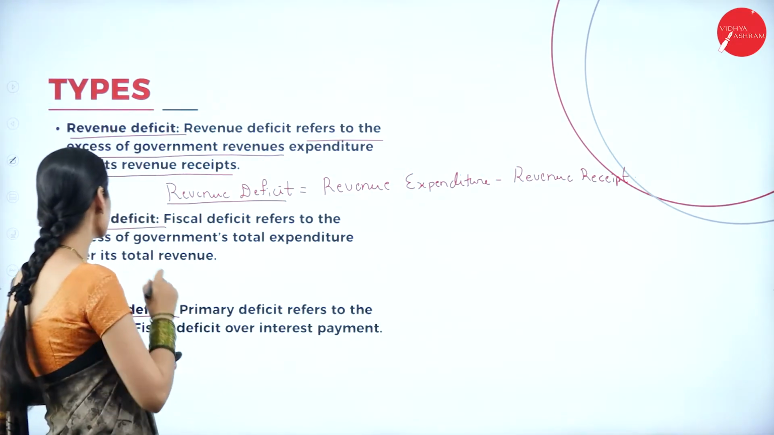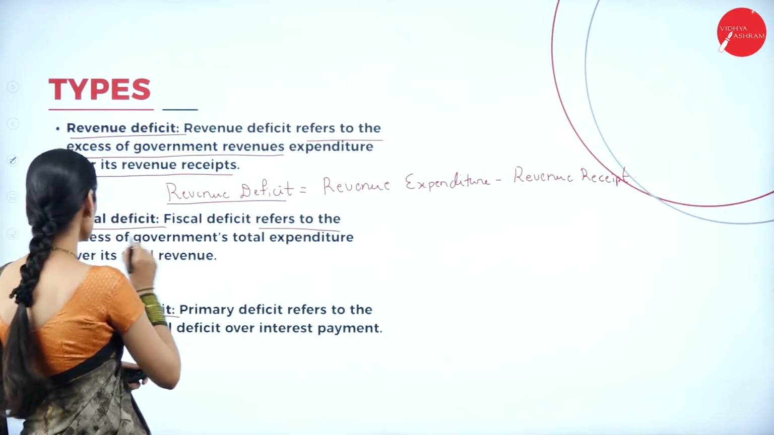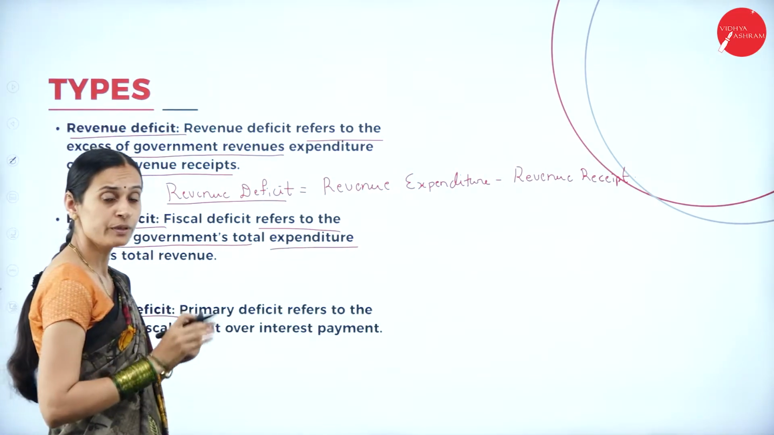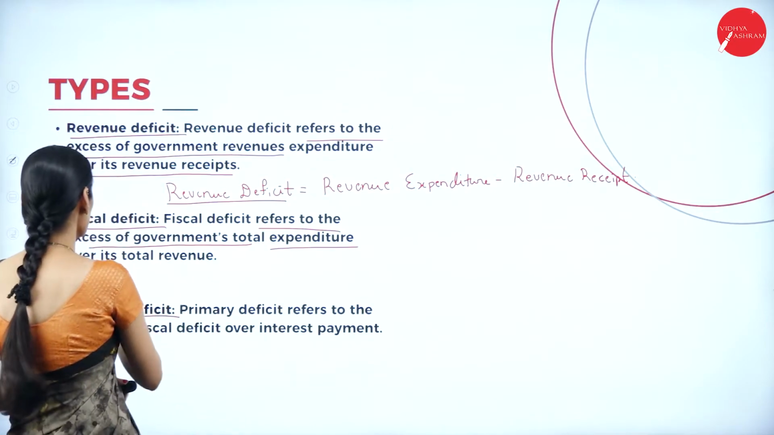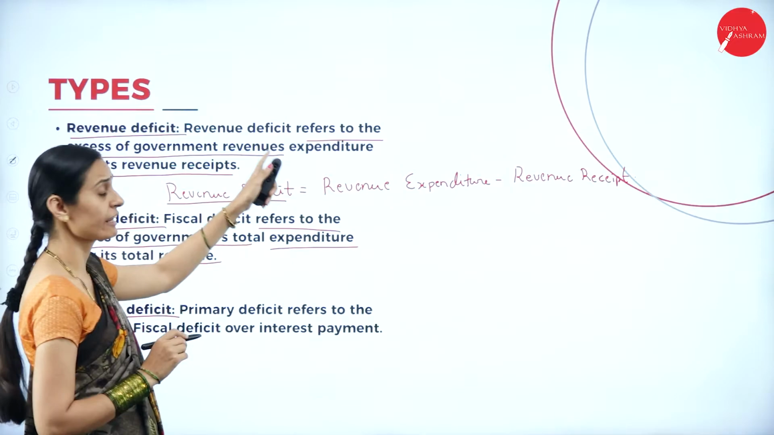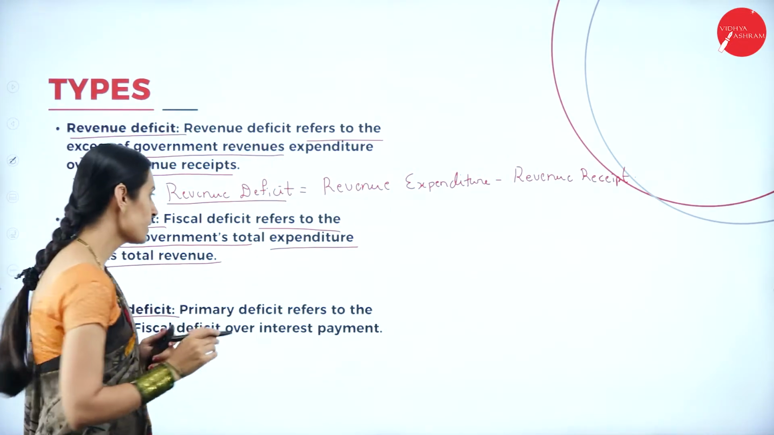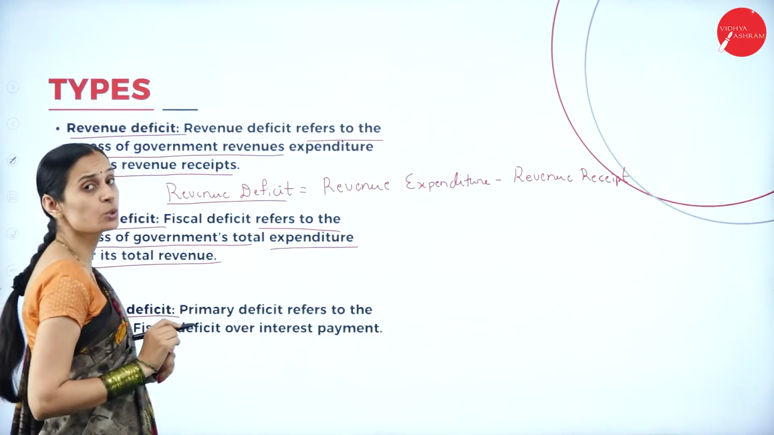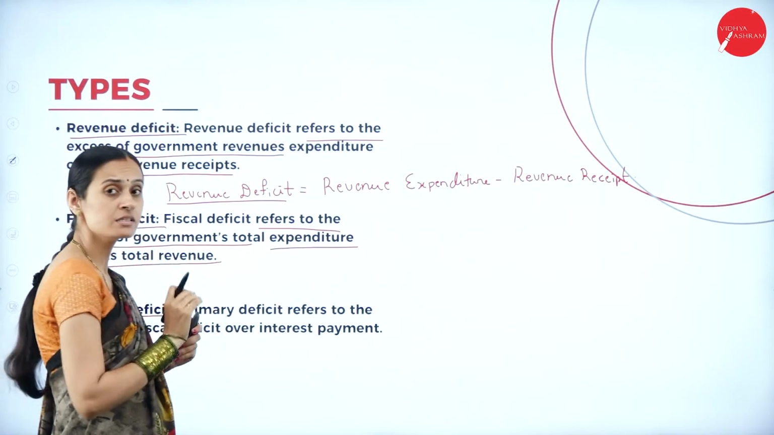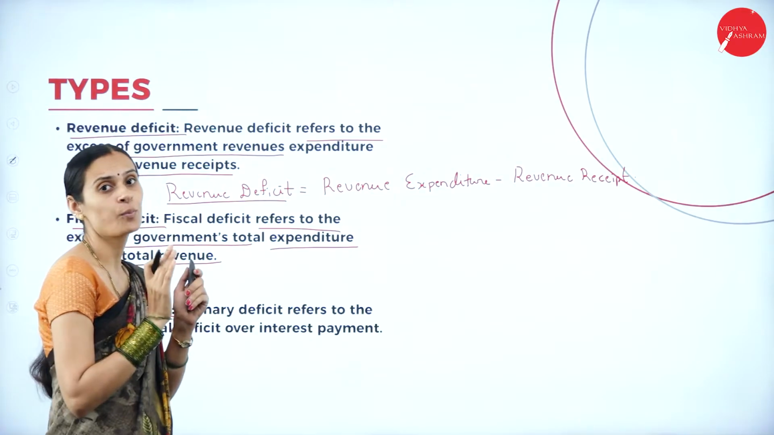And the next one, fiscal deficit. What do you mean by fiscal deficit? It refers to the excess of government's total expenditure over its total revenues. Here, in revenue deficit, they consider only revenue expenditure, and here they consider total expenditure: total expenditure minus total revenue, excluding borrowings.